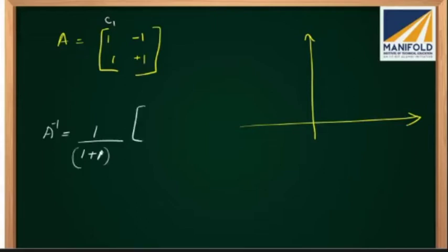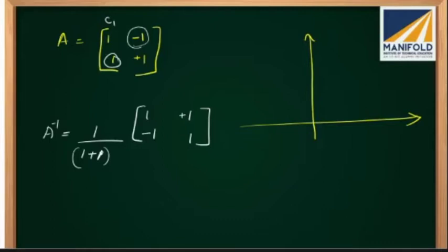Into, now you just interchange the diagonal elements. Here the diagonal elements are both 1. So I'll have 1, 1 itself. Now you just change the sign of the opposite diagonal elements. Here the sign of 1 is minus, so I'll change it to plus 1. Here the sign of 1 is plus, so I'll change it to minus 1. That's it. It's very simple.